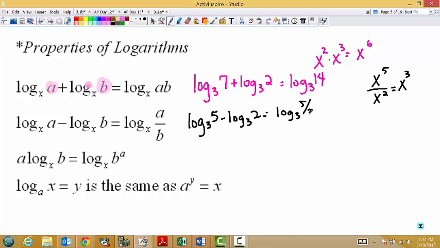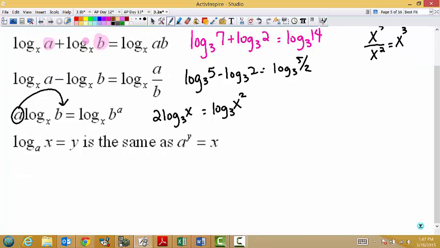And then the next piece is that you take what's in front and you make it an exponent. That doesn't really go with anything with exponents. That's the same thing as log base 3 of x squared. And then my favorite rule, the whoosh rule.